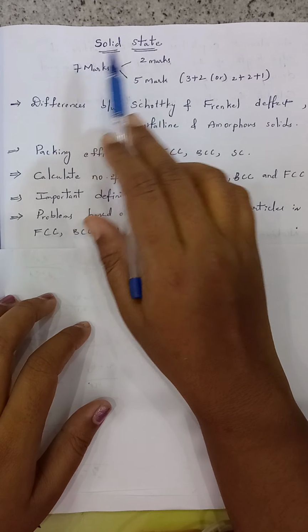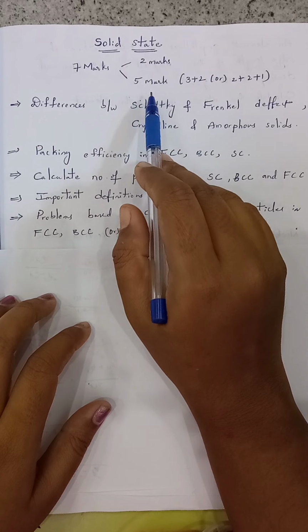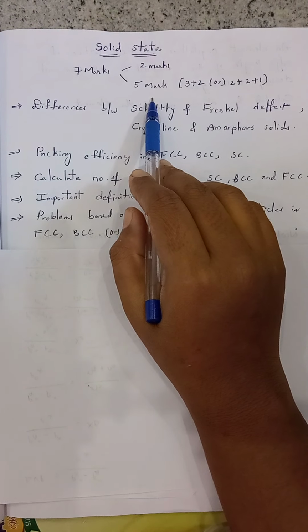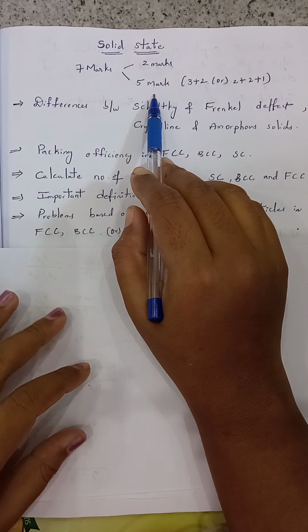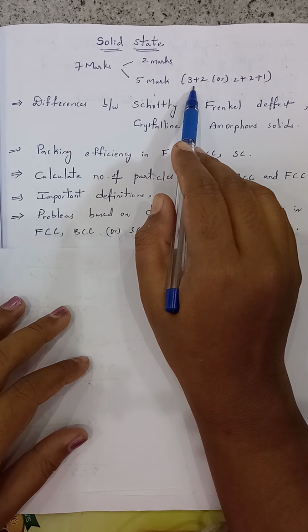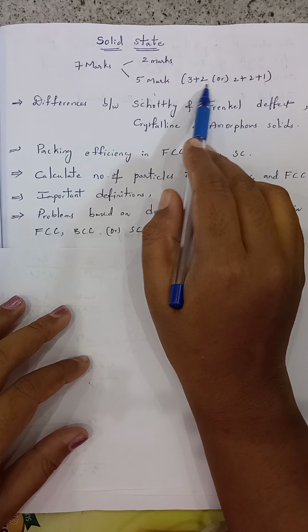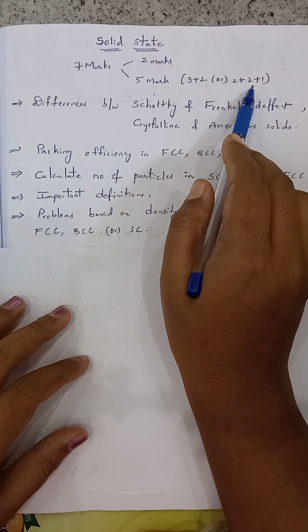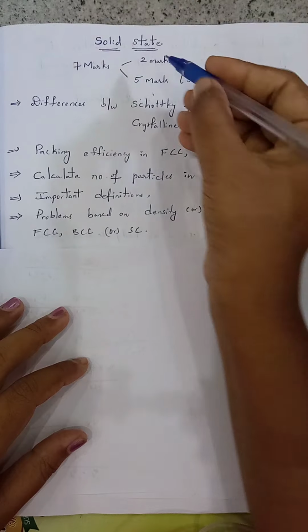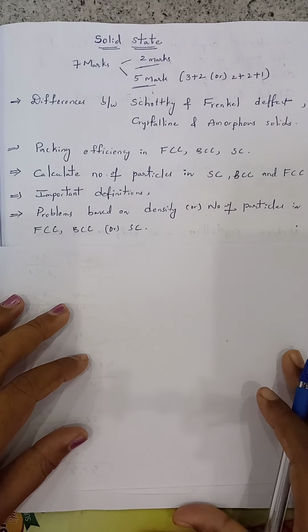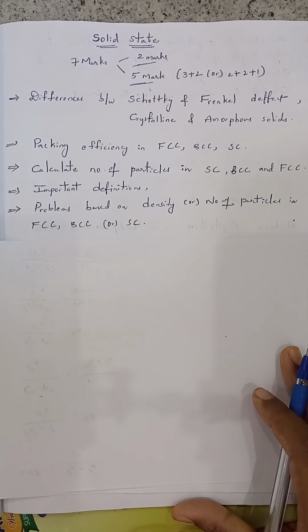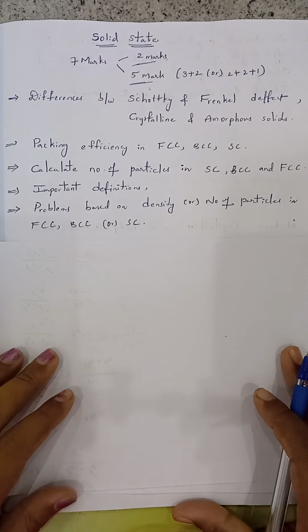Among the 7 marks they will ask one 2-mark question and one 5-mark question. This 5-mark question is not a direct question. It may be asked as 3 plus 2 or 2 plus 2 plus 1. So that means one 2-mark question and one 5-mark question you will get from this chapter. We will look at which way they will ask the questions.